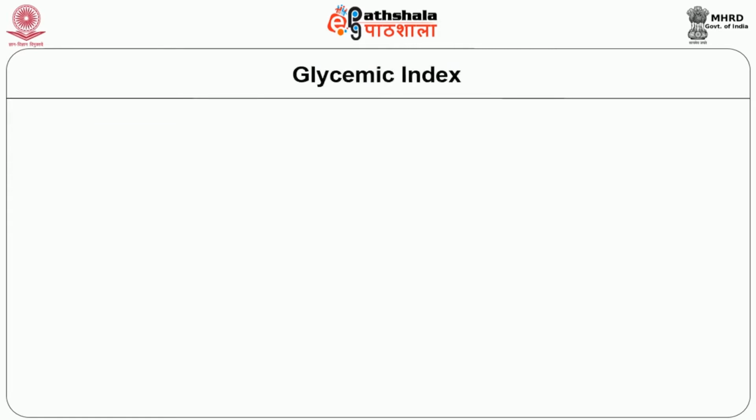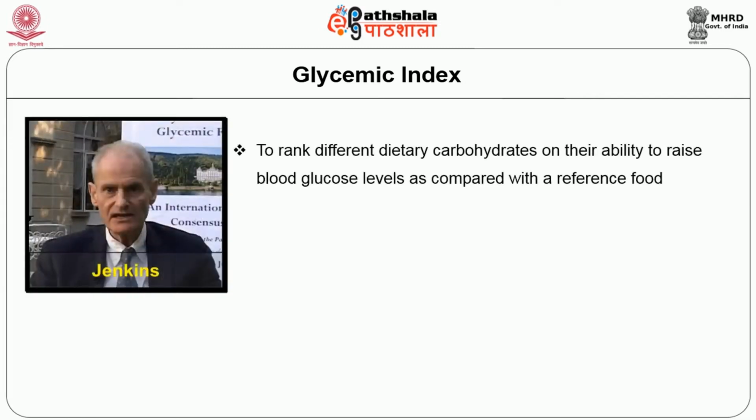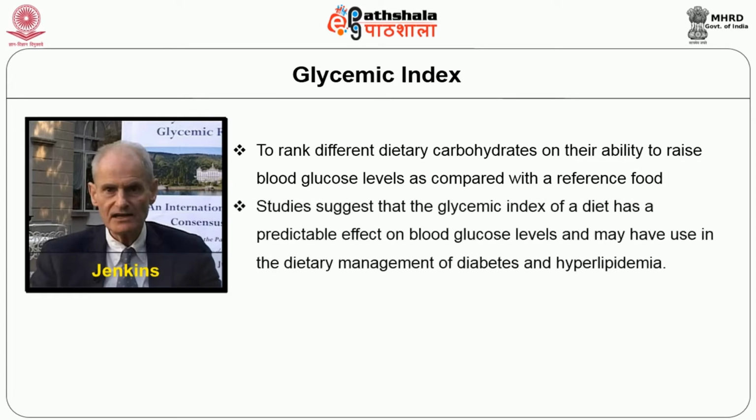Now, when we look into the glycemic index, the history of the index: in 1981, Jenkins defined the glycemic index for the first time as a way to rank dietary carbohydrates on their ability to raise blood glucose levels as compared with a reference food. For example, studies have suggested that the glycemic index of a diet has a predictable effect on blood glucose levels and may have use in the dietary management of diabetes mellitus and also hyperlipidemia, where we have the lipoproteins in higher levels.